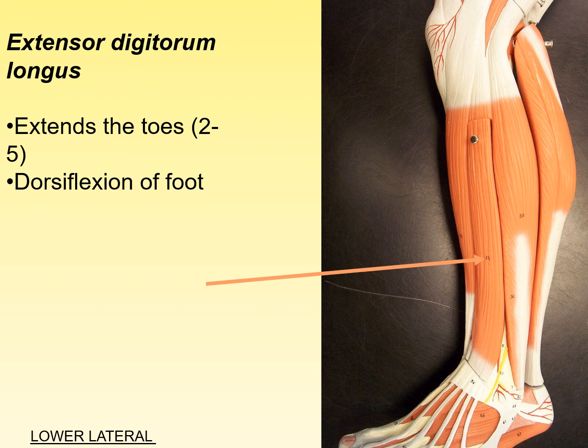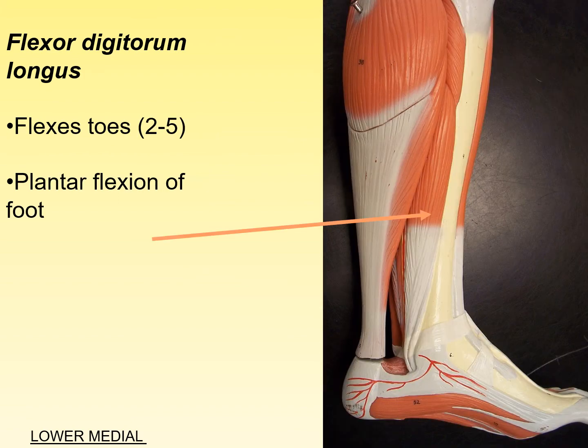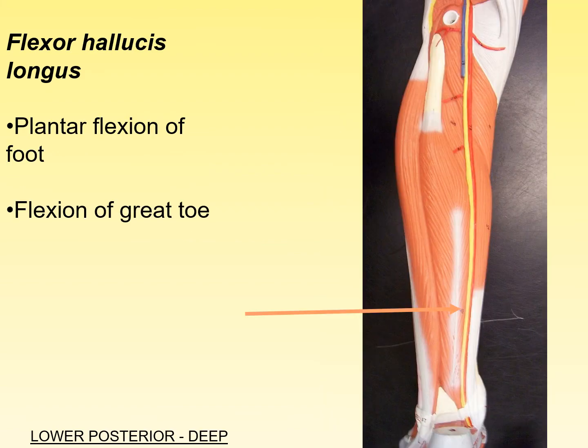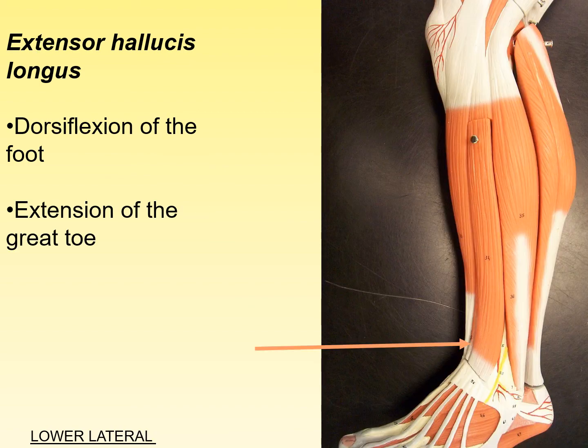The extensor digitorum longus helps to extend the toes. Digitorum refers to the digits and the phalanges, so it's going to be helping to extend the toes and dorsiflexion of the foot, as you can see right here. Flexor digitorum longus also helps to flex the toes and plantar flexion. Flexor hallucis longus. Hallux refers to the big toe, so it's involved with flexion of the big toe and also plantar flexion of the foot itself. Extensor hallucis longus, dorsiflexion of the foot and extension of your big toe once again.